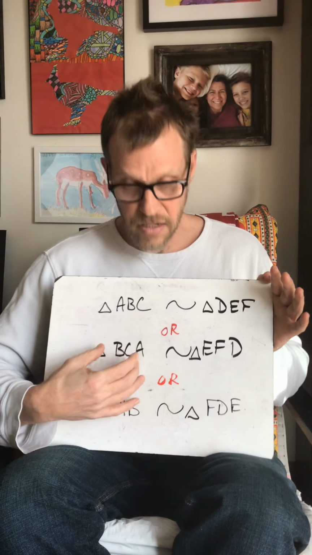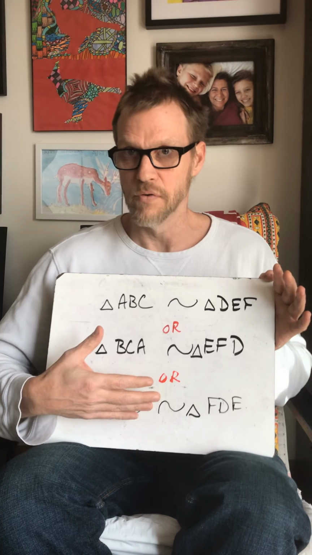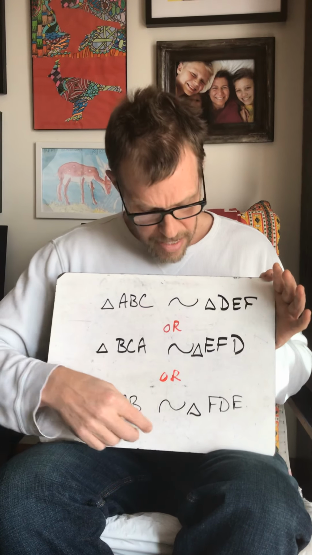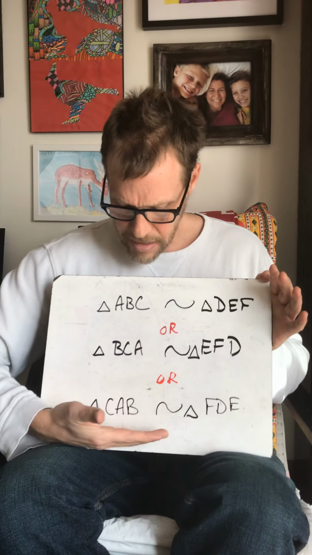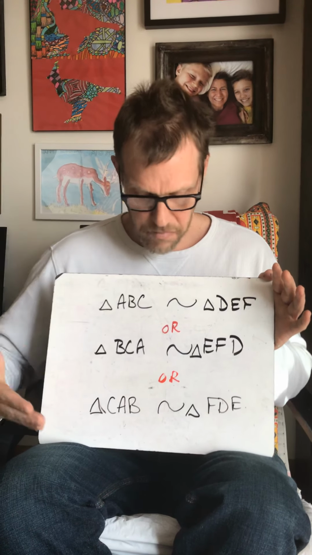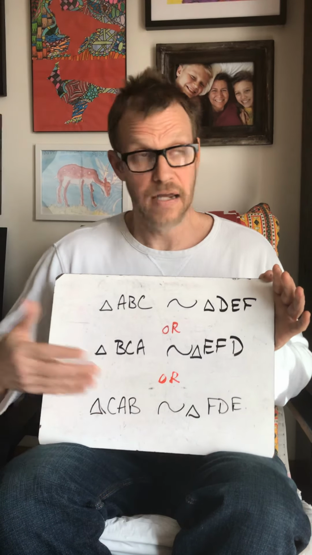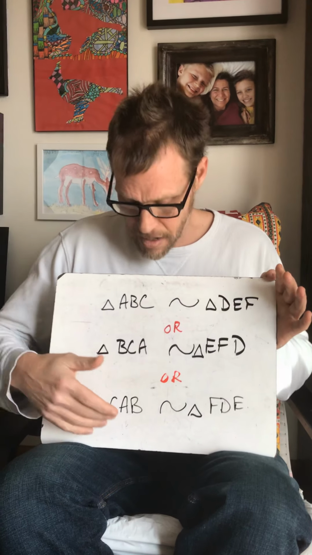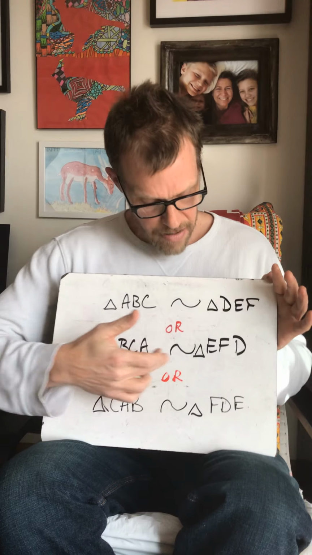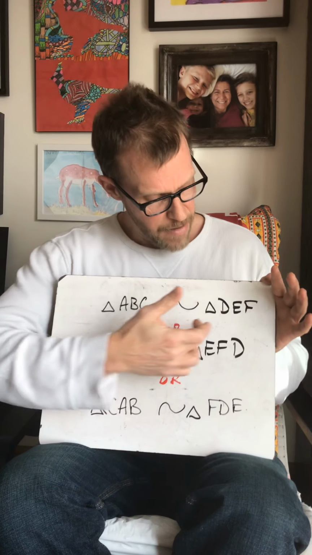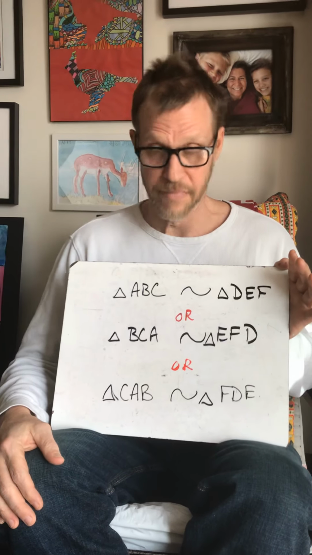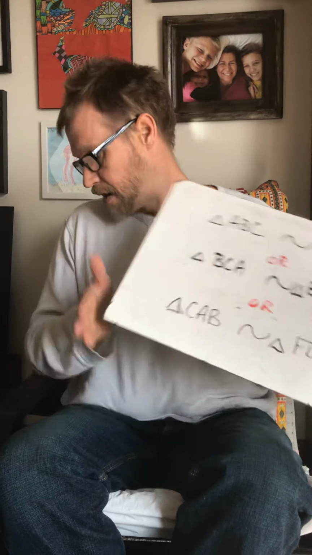As long as they still match, I can write these many different ways. And the third way is CAB and FDE. If you look at those matching parts, you'll see that they all match. Just three different ways to say the same thing, and I can come up with more. I've just come up with three. But notice C matches F on all three of these. It's called a similarity statement. All right, that's it. Next.